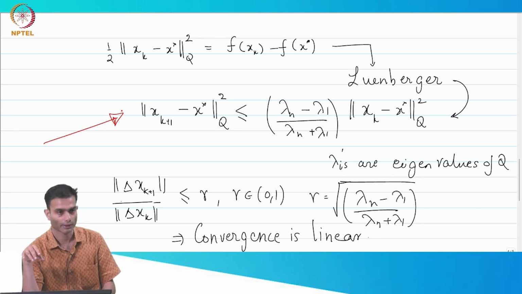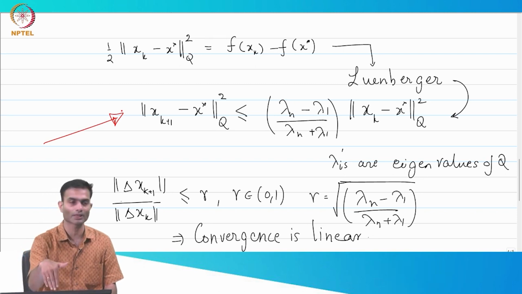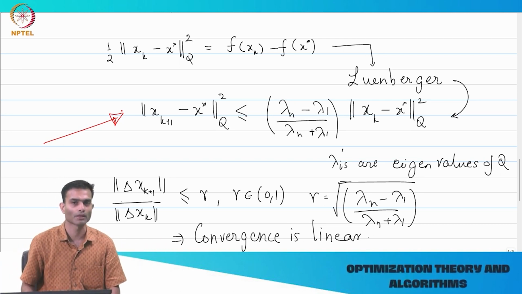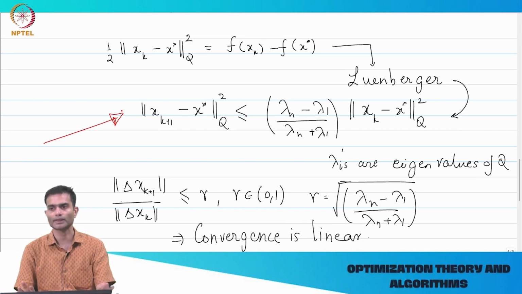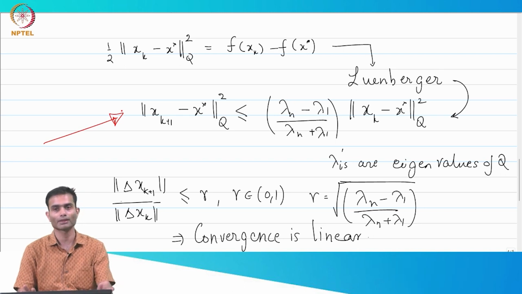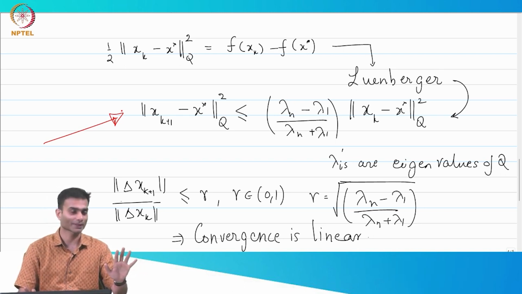Yes. Luenberger's proof is along the lines of this, but there are several steps over here, so we have just stated the final result. But other people have generalized this and shown that even if you do it inexactly, you will still get linear convergence. It's not that linear will become sublinear or something like that. Okay.